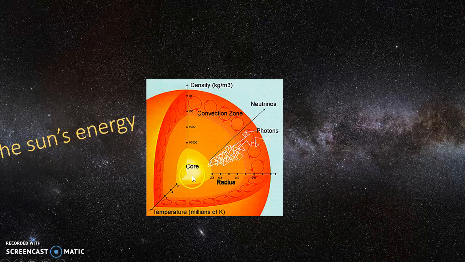Now, the sun's energy, I briefly touched on in the last slide. It comes from the core, traveling outwards. So once we hit the convection zone, neutrons are getting stripped of their photons, and that energy is being stored within the sun's chromosphere.